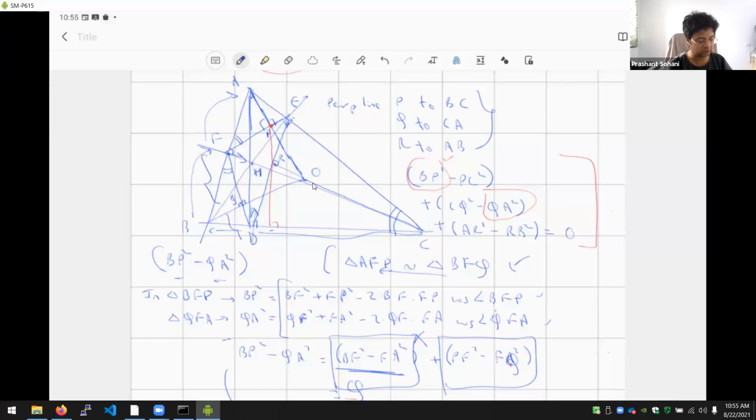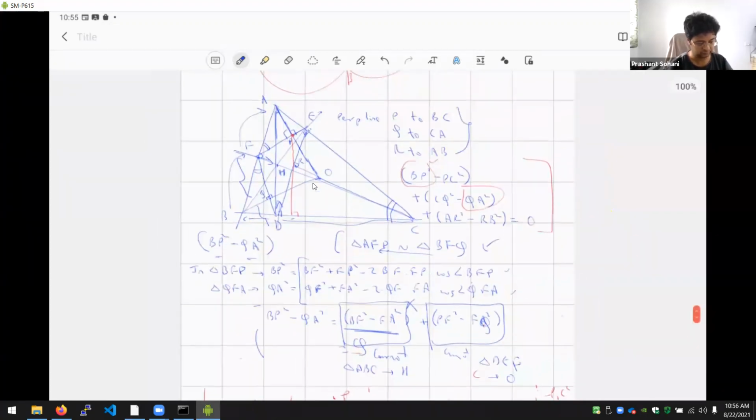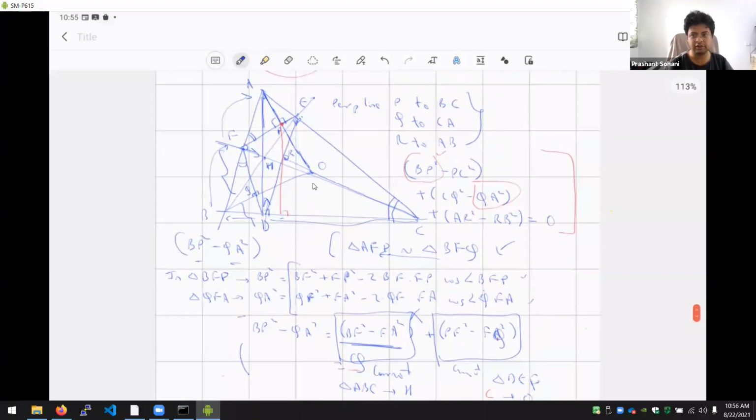So basically it is two applications of Carnot theorem. One, this is a Carnot theorem for triangle ABC and point H. And this is Carnot theorem for triangle DEF and point O. Okay. So yeah, this is the overall schematic of this solution. I didn't get enough time to work out all the details, but I hope you got the general idea. So you can try to work out the calculations.